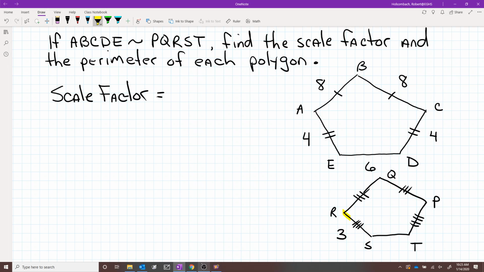So here's RS. It's equal to 3. It's in the second pentagon. RS is the third and fourth letter in the similarity statement. So the third and fourth letter in the first similarity statement is CD. So here's your CD, and it is 4 units long. So our scale factor is 4 to 3.